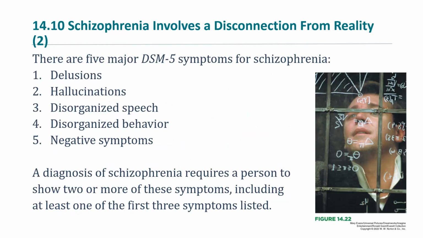There are five major DSM-5 symptoms for schizophrenia listed here. We will go over these shortly. Delusions, hallucinations, disorganized speech, disorganized behavior, and negative symptoms. A diagnosis of schizophrenia requires a person to show 2 or more out of these 5 symptoms, including at least one of the first 3 that are listed here.